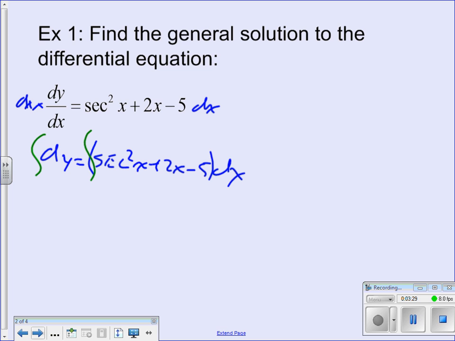So the integral of dy is y. What's the antiderivative? How many dy's do we have? We have one dy, right? What's the antiderivative of 1? y, because we're doing it with y, not x, right?